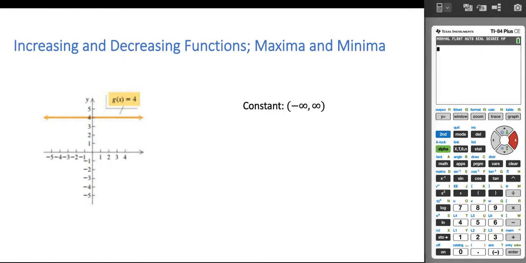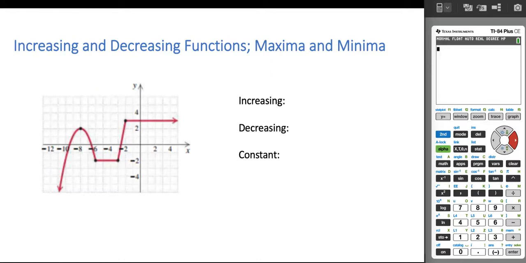All right. The next thing I want you to do is pause this screencast and try to find out when this function is increasing, decreasing, or constant. Did you get these intervals?